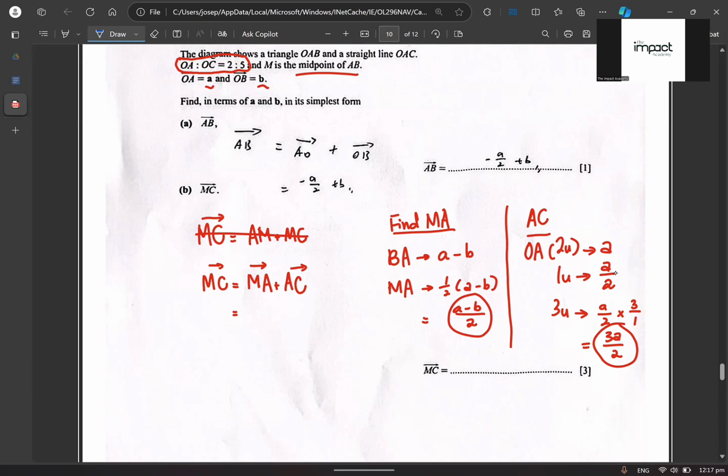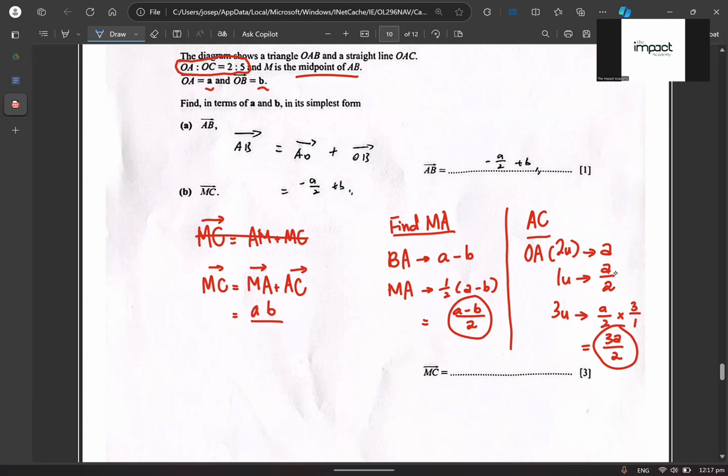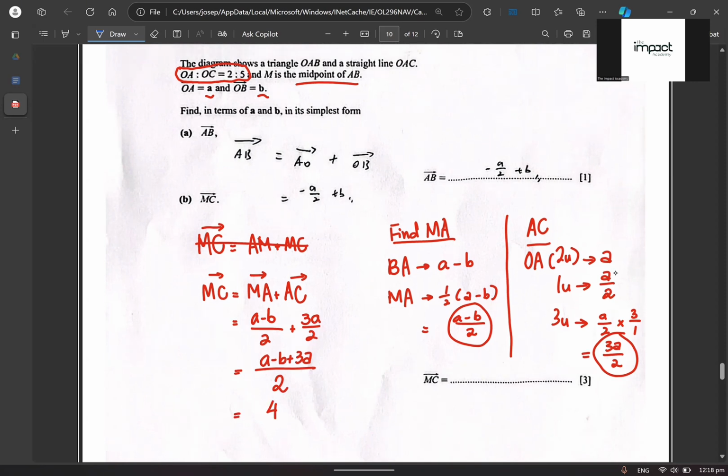Very good. So you go A minus B over 2, agree or disagree? Okay. Plus 3A over 2. And then what do you do? What do you get over here? Over 2, right? A minus B plus 3A. Agree or disagree? What's A plus 3A? That gives you how much? 4A. True? 4A minus B over 2. Can you understand? Okay?